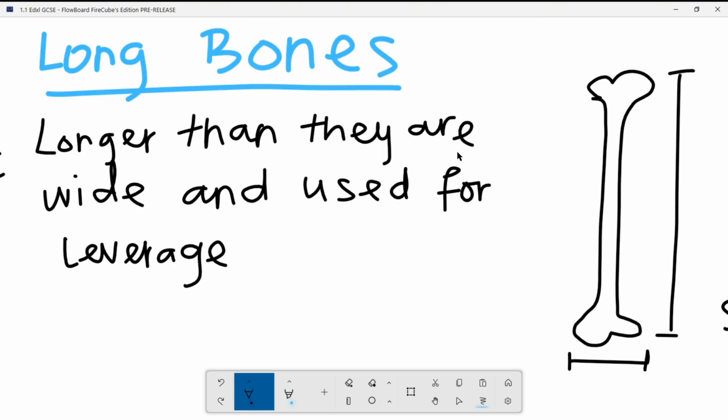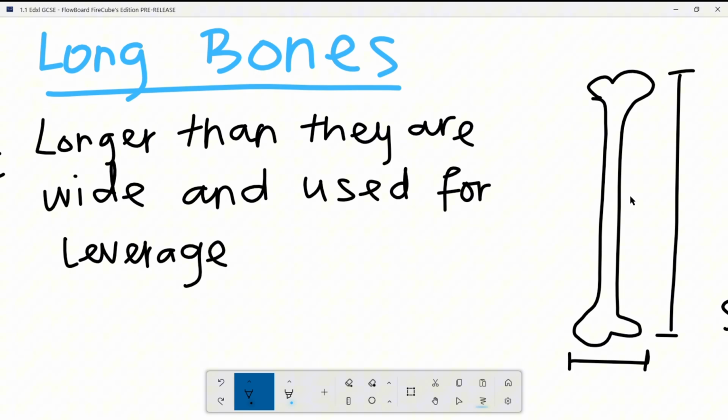Bones are characterized based on their shape and their function. So firstly, we have long bones. Long bones are longer than they are wide, as you can see from the example here on the right, and they are used for leverage. So any movement where you have to lift something or move very fast, you're going to use your long bones.